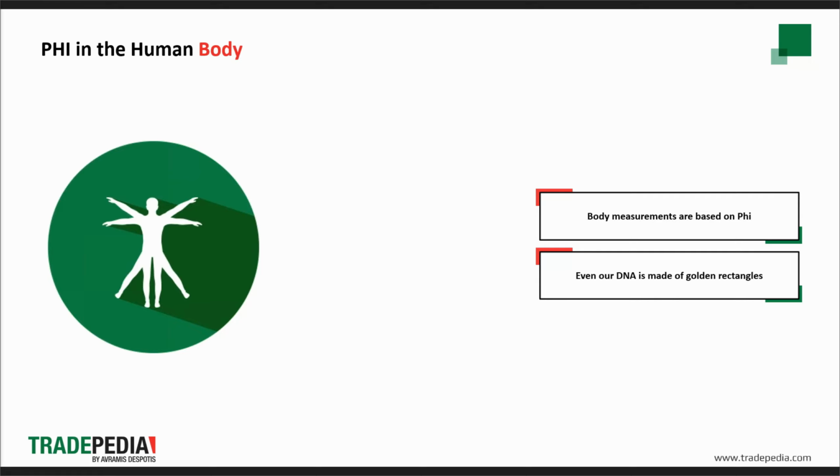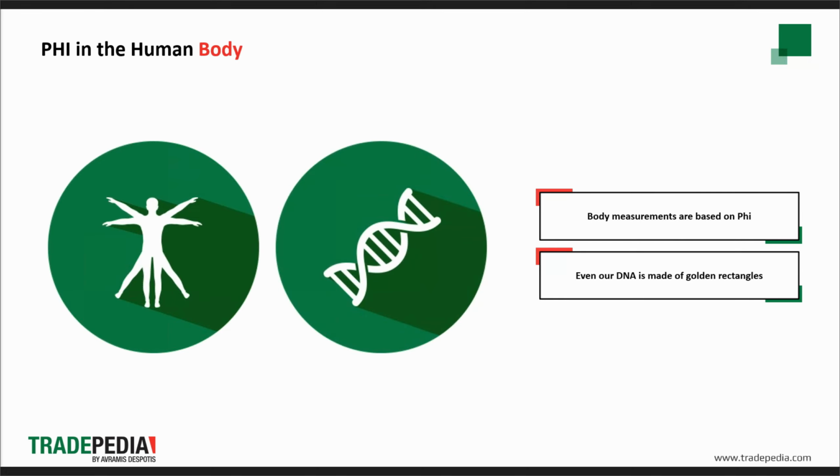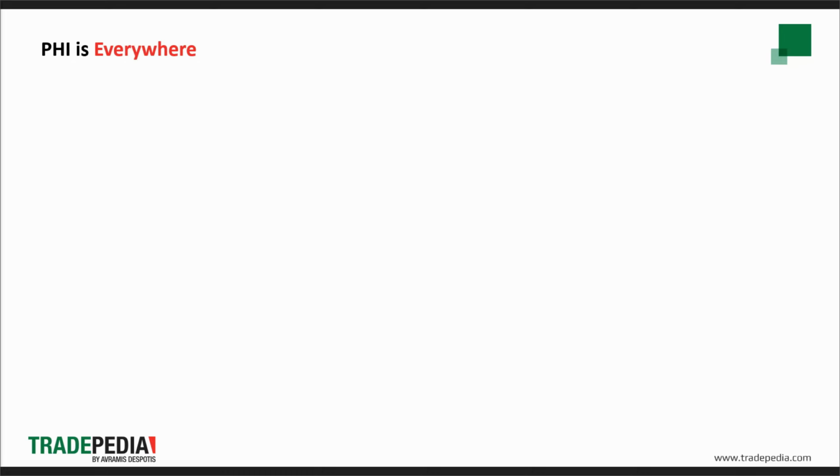You can also see the golden ratio in your DNA, the core of what you are. Our DNA is made up of golden rectangles. It's 21 by 34 angstroms. So you can see the golden rectangle and the golden spiral in your DNA as well. So phi is everywhere: in nature, in space, even in your cells. Phi is everywhere around us.